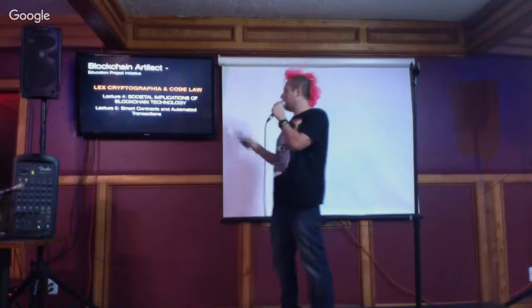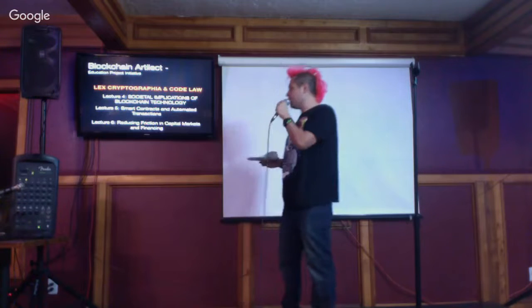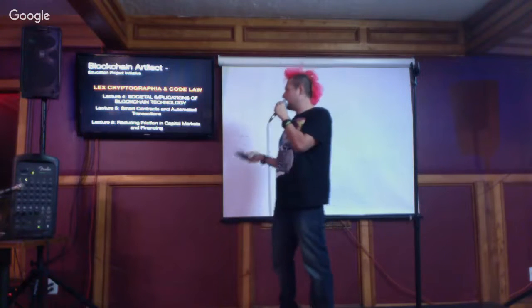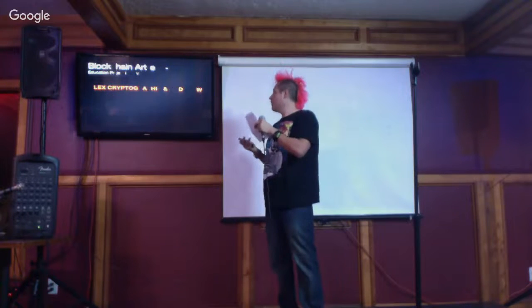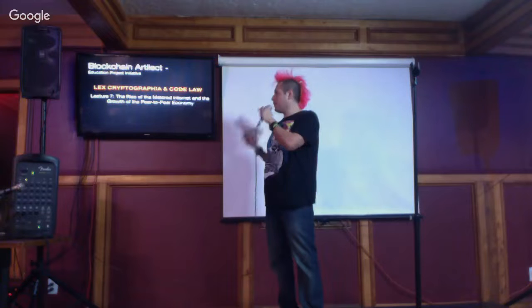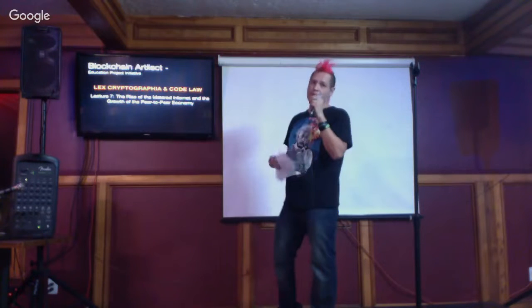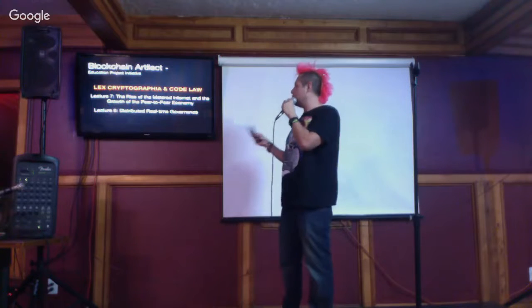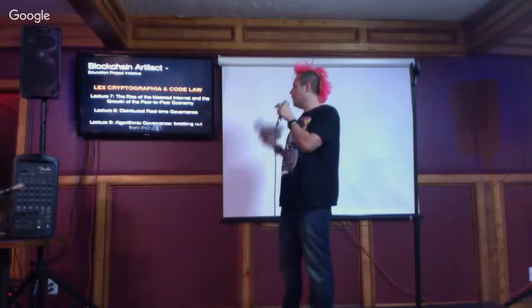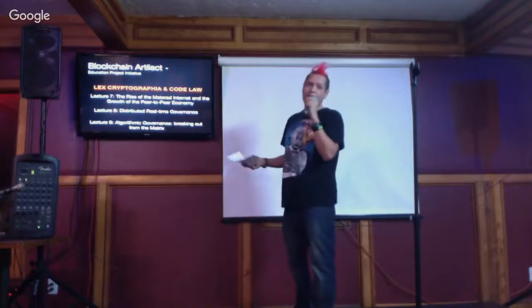Lecture 5, smart contracts and automated transactions. Lecture 6, reducing frictions in capital markets and financing. Lecture number 7, the rise of the meta internet and the growth of the peer-to-peer economy. Lecture number 8, distributed real-time governance. Lecture number 9, algorithmic governance, breaking out from the matrix.